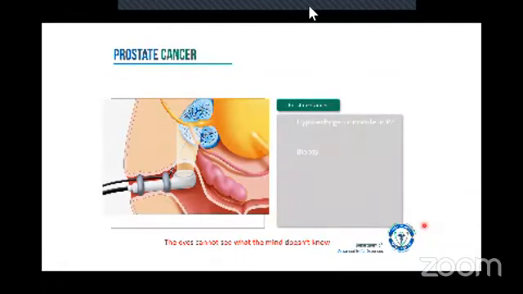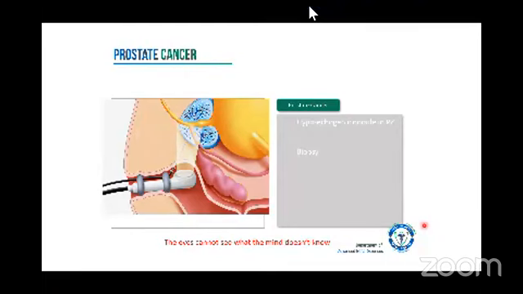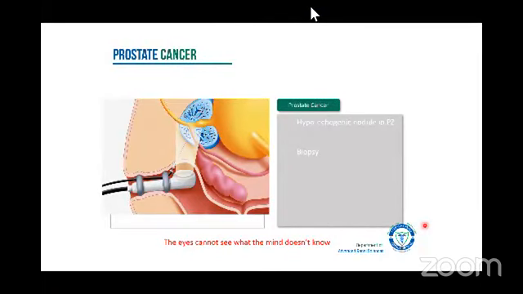Coming to prostate cancer, what are you looking for? Well, you are looking for only two things. One, you are looking for a hypoechogenic nodule in the peripheral zone, and you are looking from where you want to biopsy the prostate.